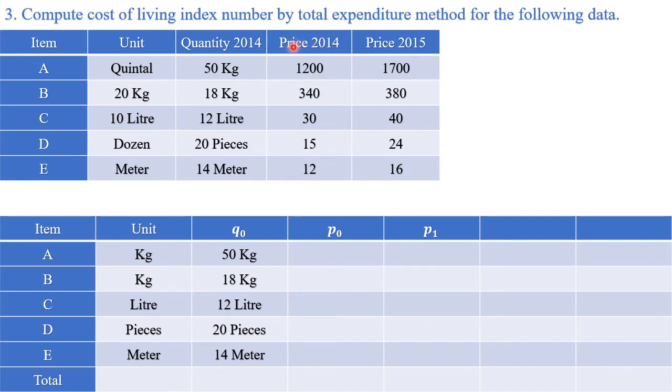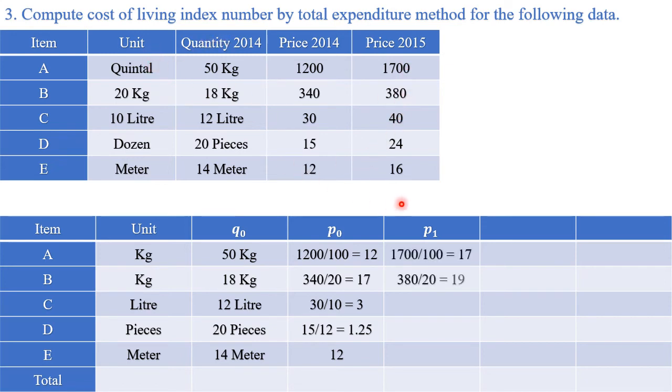Next, I'm going to convert these prices. Because quintal is 100 kg, 1200 divided by 100 will be 12. 20 kg, so 340 divided by 20 is equal to 17. 10 liters, so 30 divided by 10 is 3. Dozen, so that's 12 pieces, 15 divided by 12 is 1.25. Meter is as it is. Next, current year prices: 1700 divided by 100, that is 17. 380 divided by 20, that is 19. 40 divided by 10, that is 4. 24 divided by 12 pieces, that is 2, and 16 will be 16.